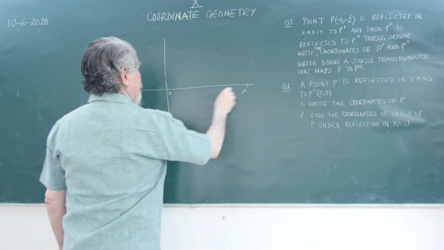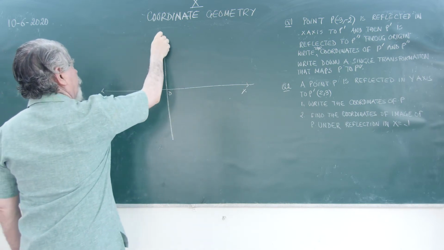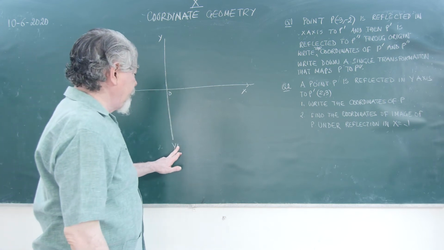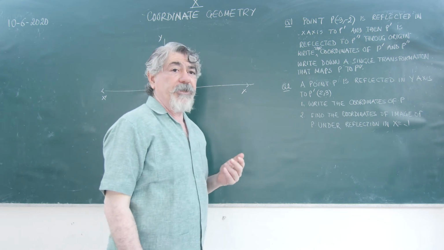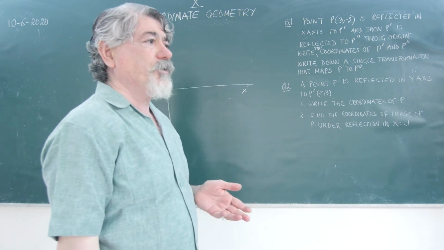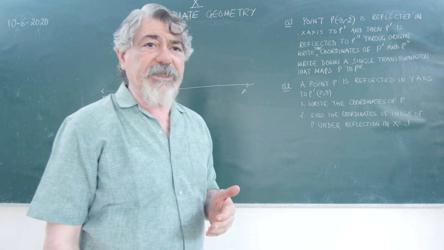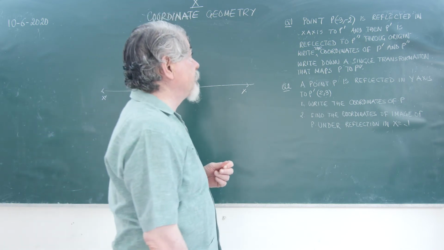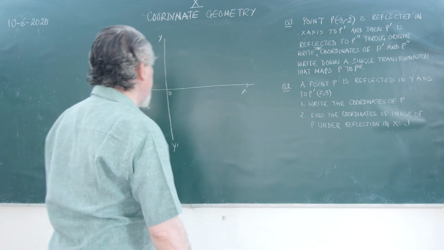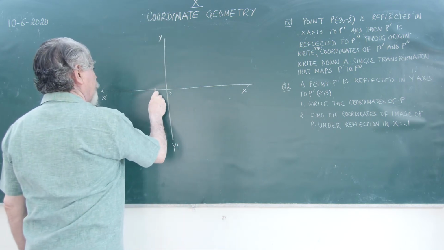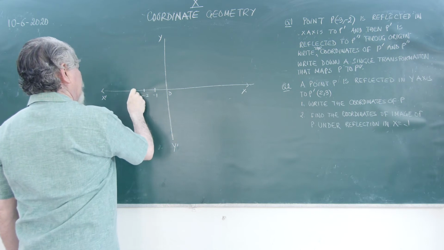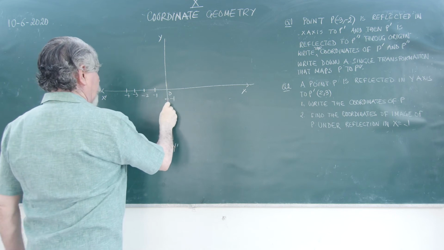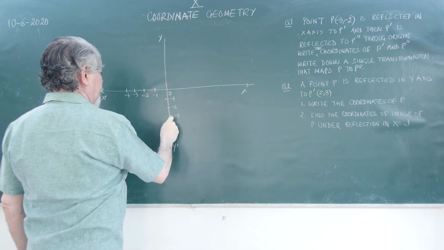O x dash y dash. The simple principle of reflection in the plane mirror will be used. The axis will be used as the mirror or axis of reflection. Point P is minus 3, minus 2. So it is minus 1, minus 2, minus 3, minus 4 on this side. It is minus 1, minus 2, minus 3, minus 4.